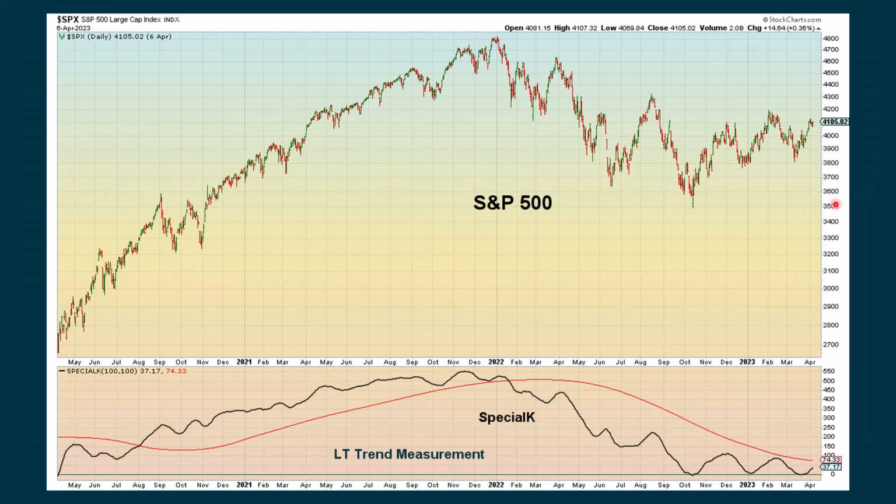We also have Special K, which is a long-term oscillator. We are turning up, but we're below a declining moving average. If we can cross above that, that would be much more longer-term positive. You'll notice right at the beginning of 2022, that's when we crossed over negative, and that's when the market seemed to really hit some problems. If we can come back and cross above that, that could be a long-term buy signal.